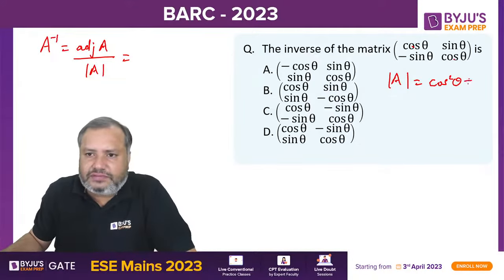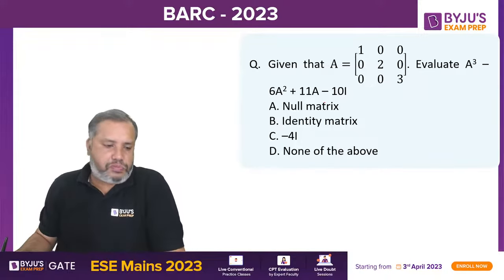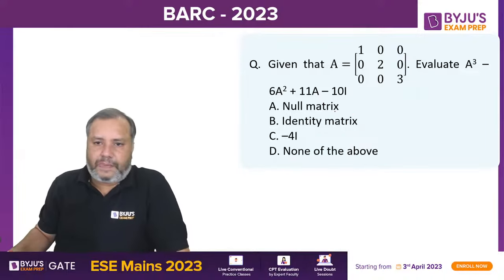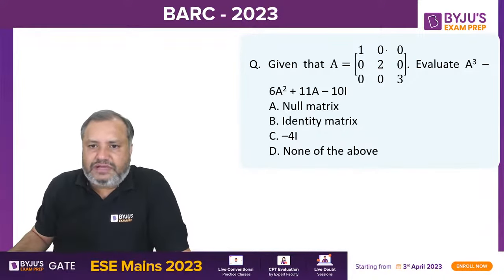Given that matrix A is 1 0 0, 0 2 0, and 0 0 3. We have to find out A cube minus 6A square plus 11A minus 10I. Okay. So how are you going to proceed with this? See here, I will just be finding out the characteristic equation for this.